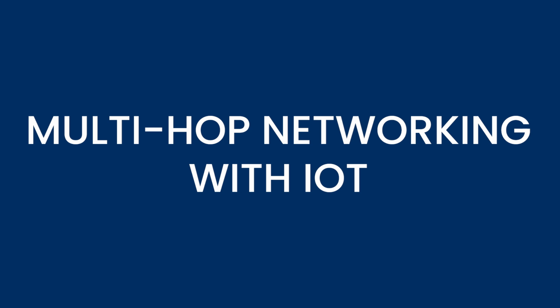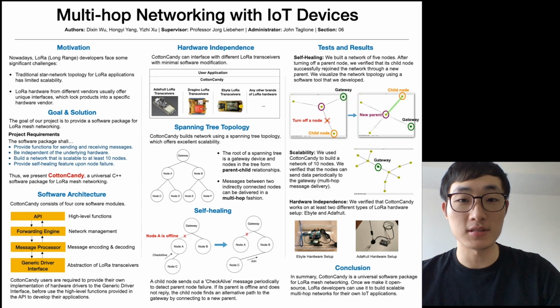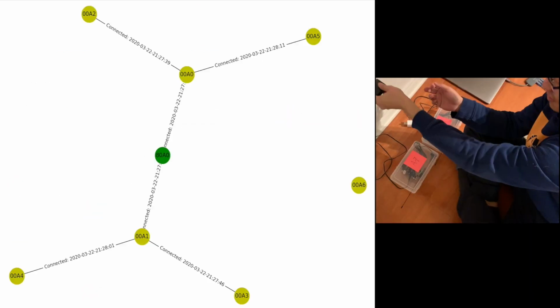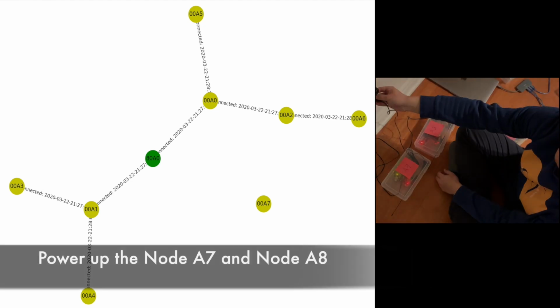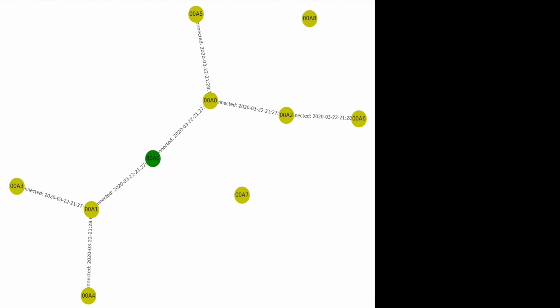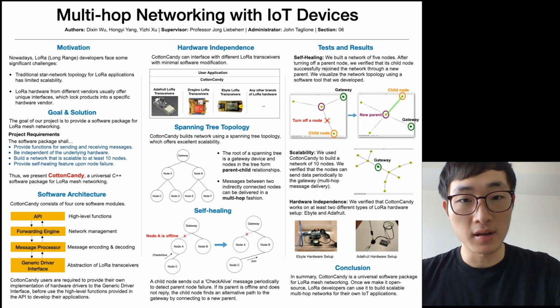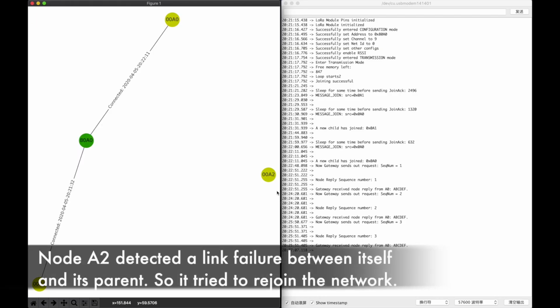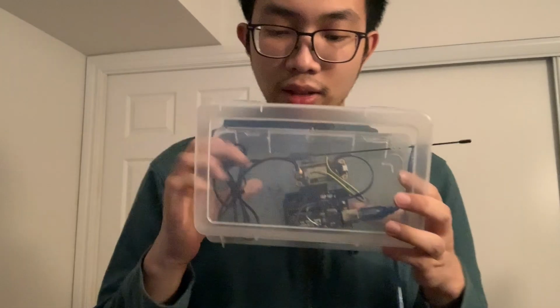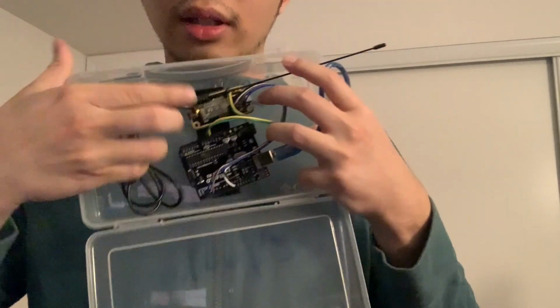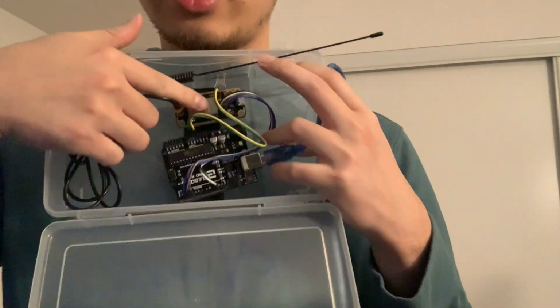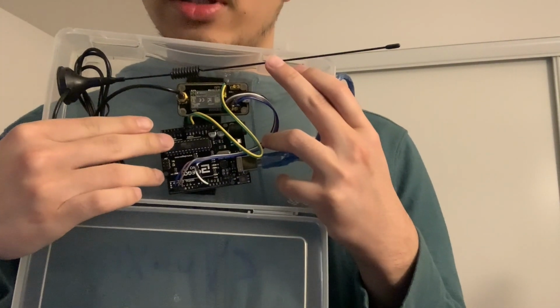Our project is called multi-hop networking with IoT devices, because all the nodes need to be within the range of the gateway. This network topology forms a tree structure, and the nodes no longer need to directly connect to the gateway. We have also considered the case where a node in the network failed, so we added a self-healing mechanism to tackle this problem. It consists of an e-byte LoRa transceiver and an Arduino board that runs our program.